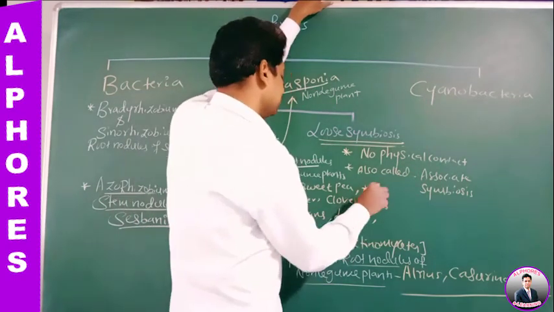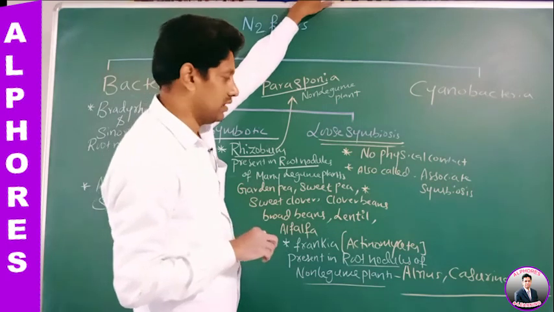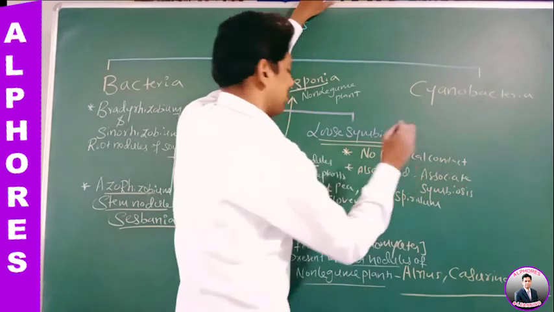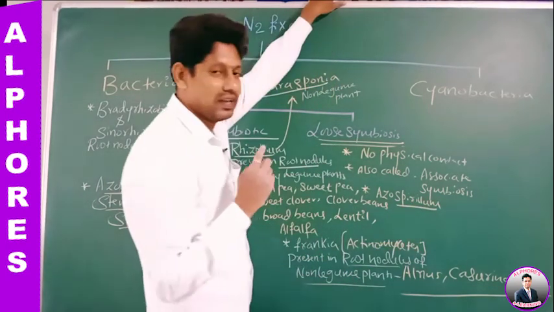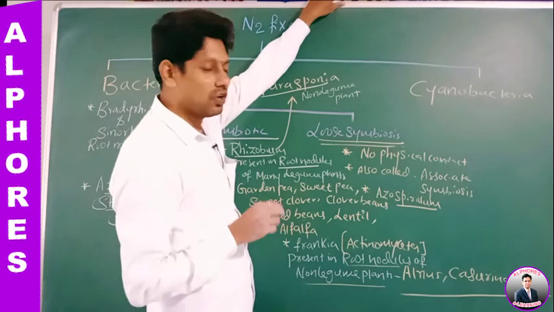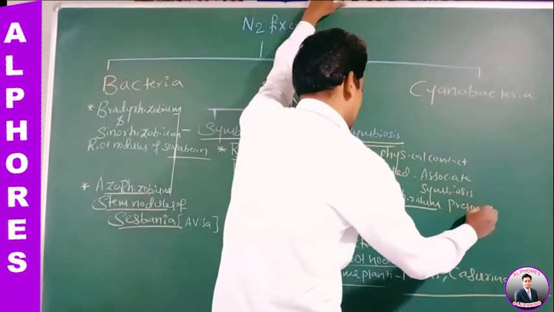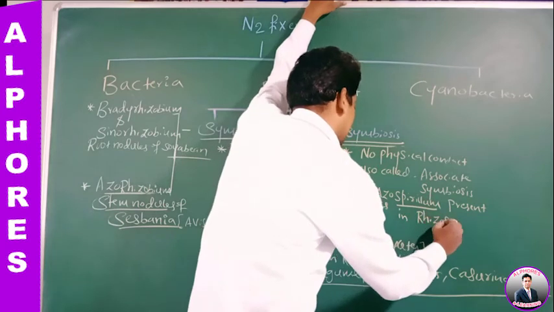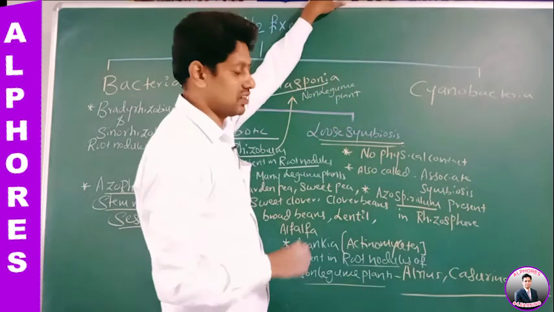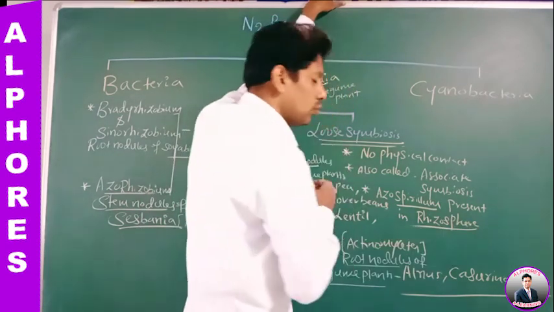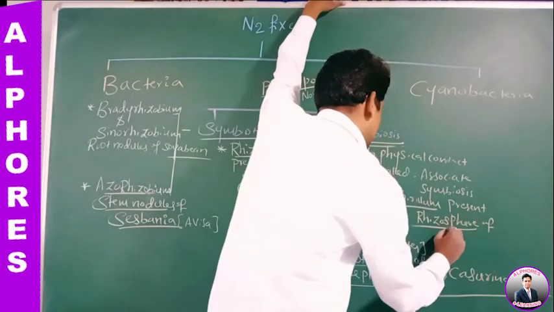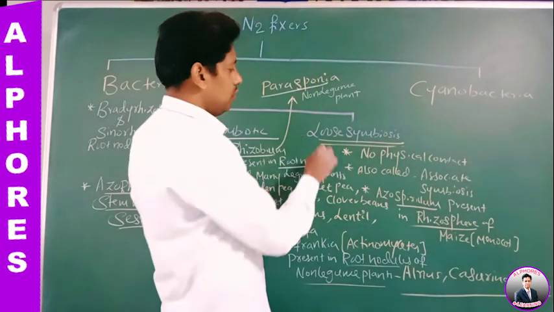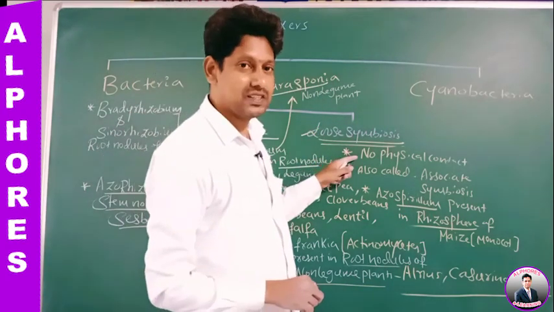What is the organism involved in loose symbiosis? Azospirillum, a spirally coiled, helically coiled bacteria. Where is this Azospirillum present? It is present in the rhizosphere. Rhizo means root, sphere means atmosphere. Therefore, it is present in the root atmosphere of maize plant. Maize is a monocot plant. Yes or no? Here, the bacteria is not in physical contact with the plant.